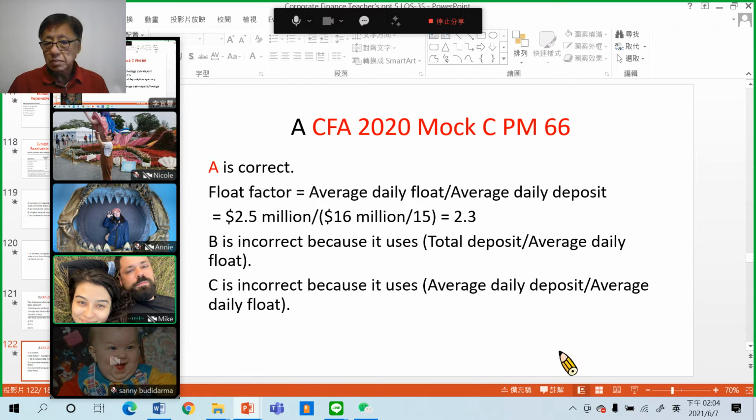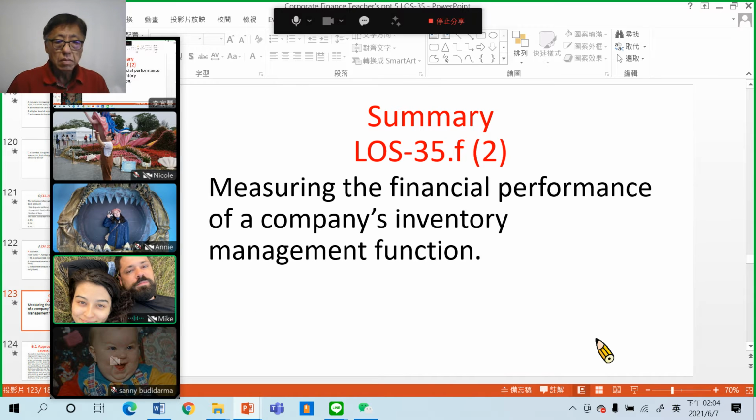And this means, okay, so we have a summary, slide 93, measuring the financial performance of the company's inventory management function. I don't know if this encompasses my presentation or if it goes beyond that. Okay. How about the second group? Yep. Okay. We will continue.